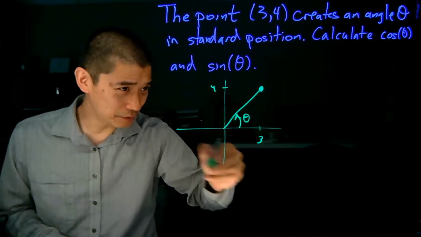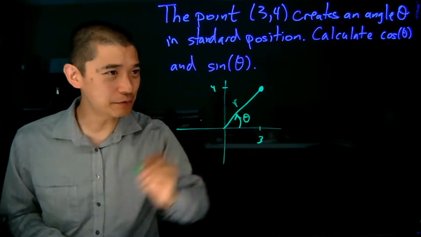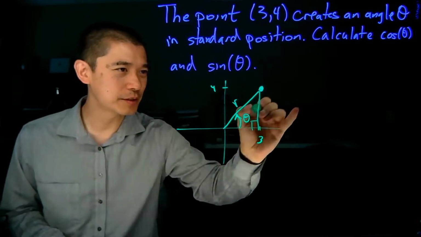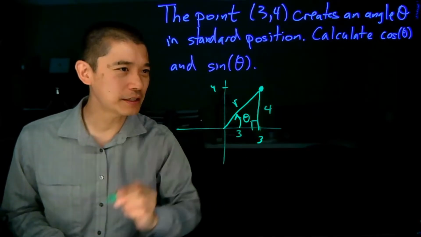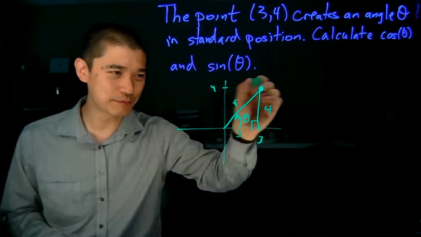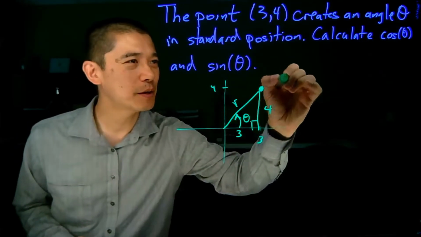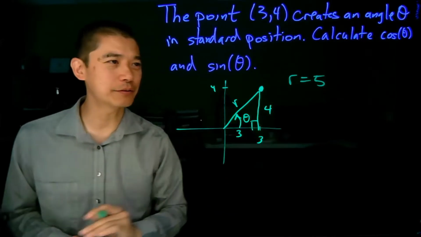Now, if we look at this, we can calculate this value r by looking at the right triangle that we create right here. This side has length 4, that side has length 3, and you might recall that this is a 3, 4, 5 right triangle if you've seen that before. Otherwise, we just plug it into the Pythagorean theorem. But we get, in any case, r is equal to 5.